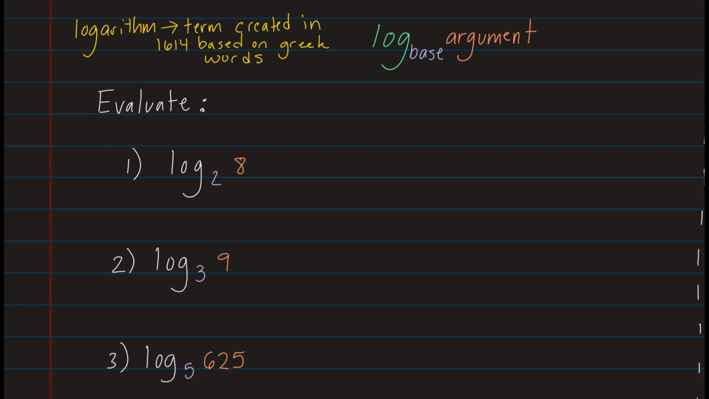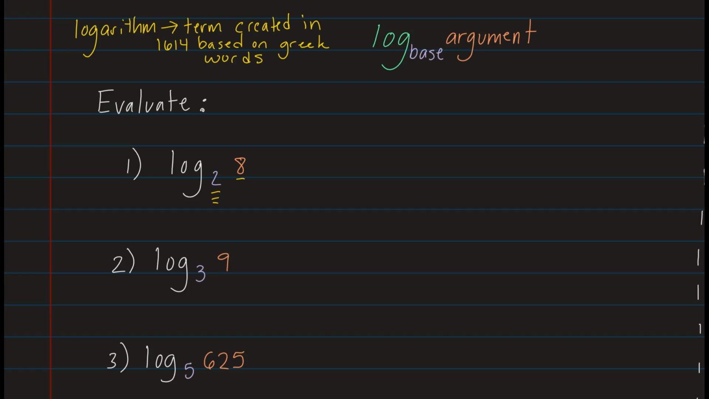Now how this works is you have a base number. That is a number that is in subnotation. It is lower than the log. And then you have another number called the argument. This is on the same level as the log word. What you're asking for here is how many times do you multiply the base times itself to get to the argument? So here in this first problem, problem number 1, how many times do we multiply 2 times itself to get to 8?